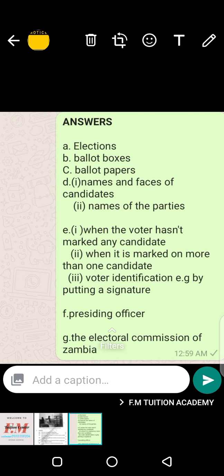On each ballot paper, you're going to find a picture of each candidate standing for the elections. For example, if there are 5 people standing, one is Mary, one is John, one is Peter, each of those faces is going to be on the ballot paper. So the ballot paper has the names and the faces of the candidates. Apart from that, it also has the names of the parties of these candidates. Each candidate belongs to a specific party, so the names of the parties are also indicated on the ballot paper.